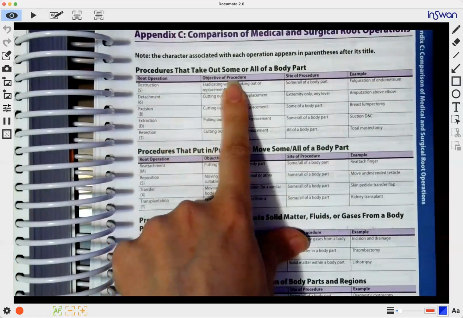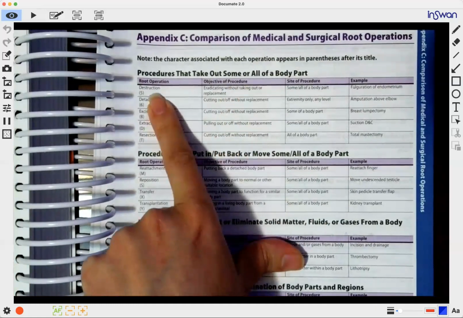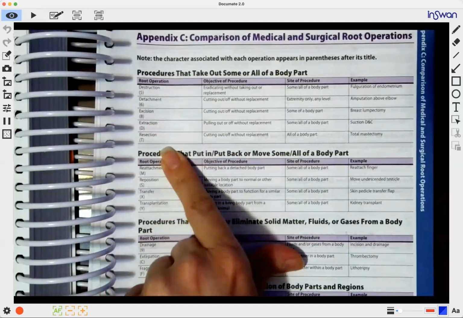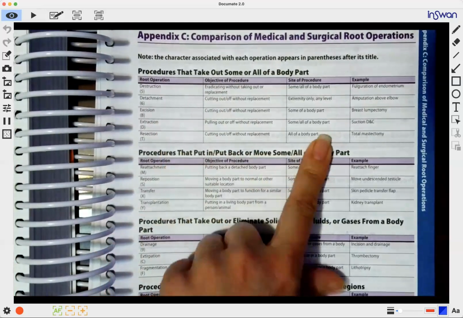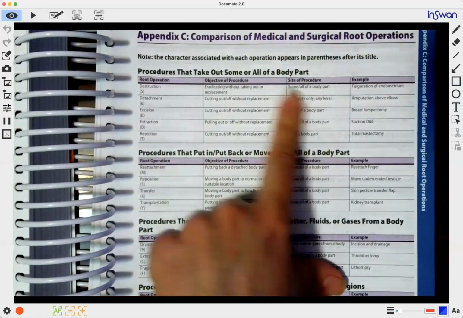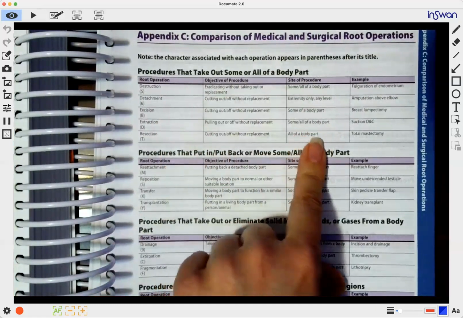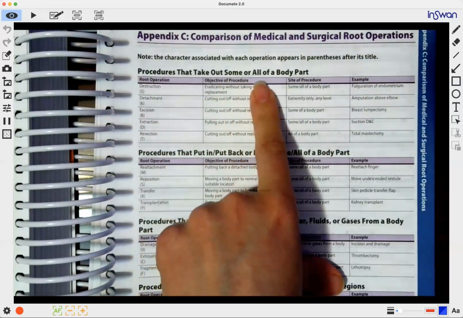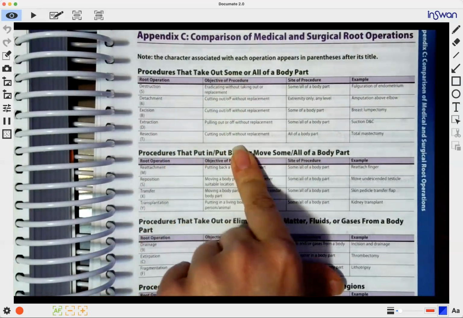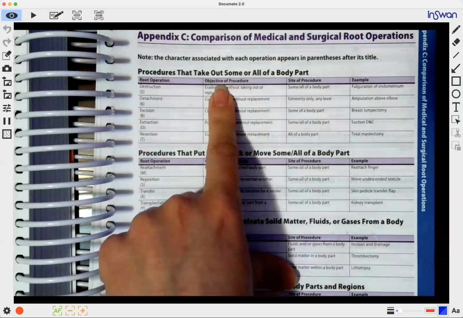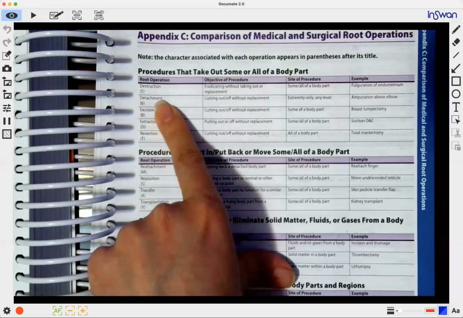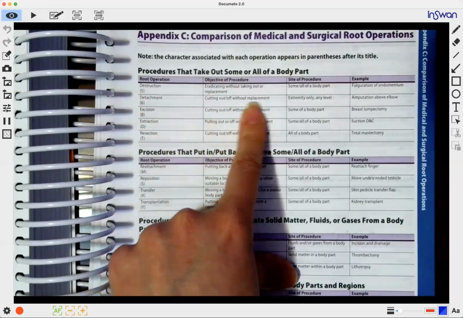If they're taking out some or all of a body part, it has to be a destruction, a detachment, an excision, an extraction, or a resection. So it really helps you narrow down your field when you're trying to figure out what was done. So if the objective is to take out some or all of a body part, it's going to be one of these. So you have the objective of the procedure. Destruction is eradicating. Detachment is cutting out or off without replacement.